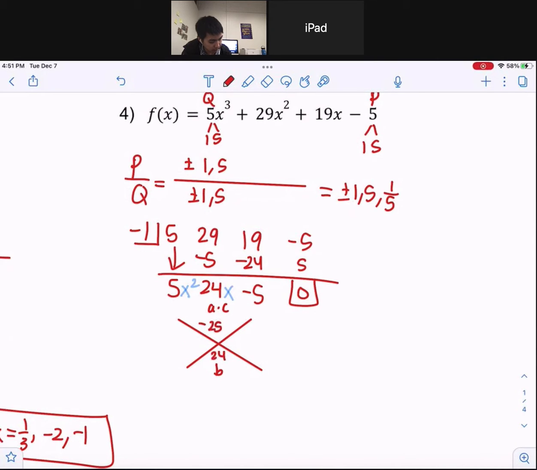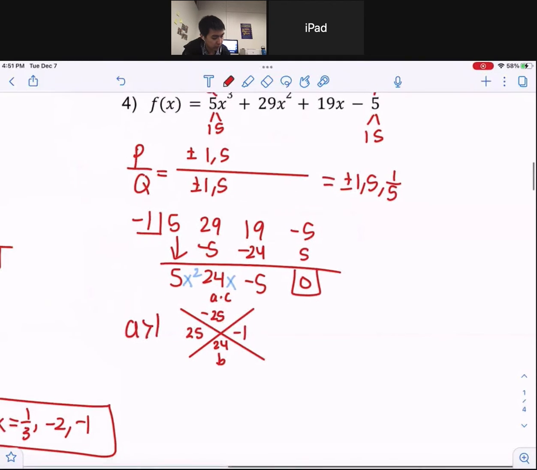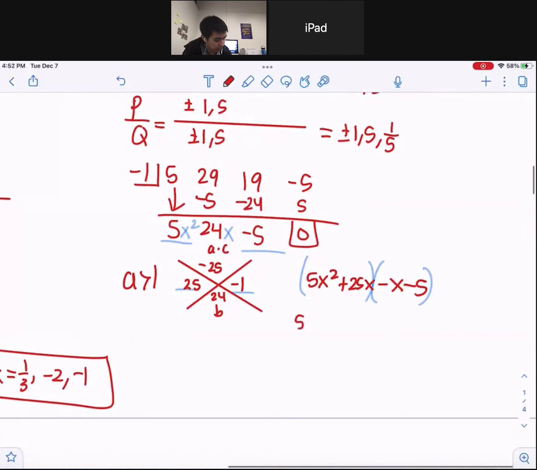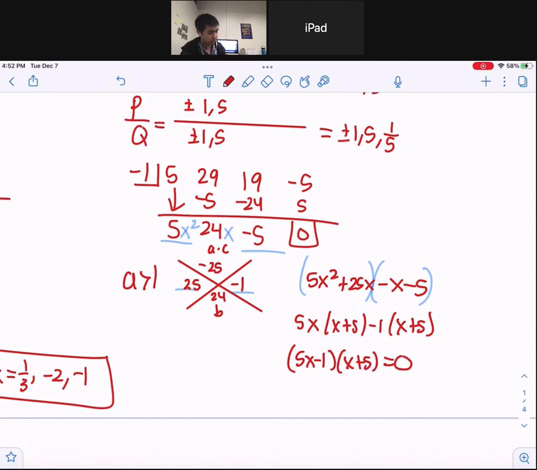24 on the bottom, so we get 25 times -1. And since a is greater than 1, you have to factor by grouping. So this term, this term, this term, and that term. 5x squared plus 25x minus x minus 5. Group. You can factor out 5x from the first group to get x plus 5 and -1 from the second group to get x plus 5. They match, so we get 5x minus 1 times x plus 5 equals 0.